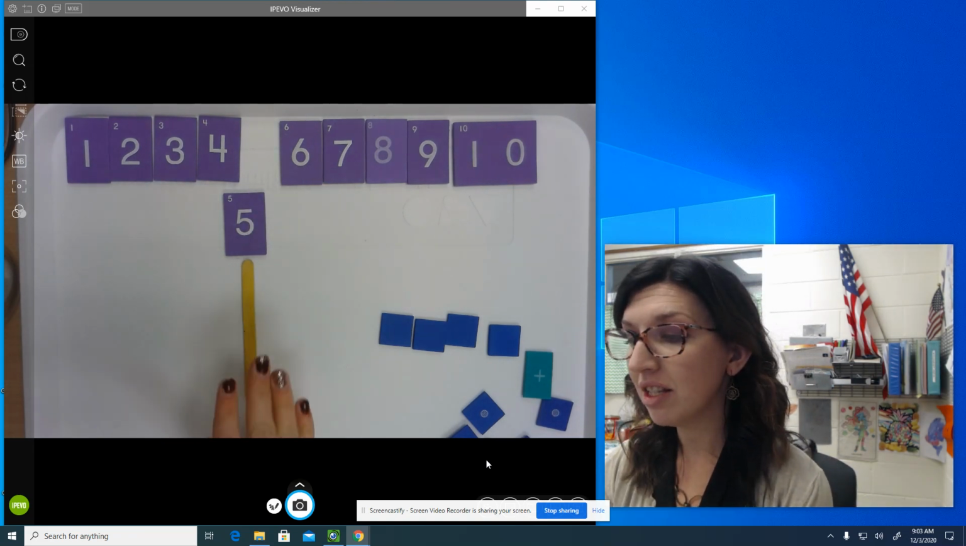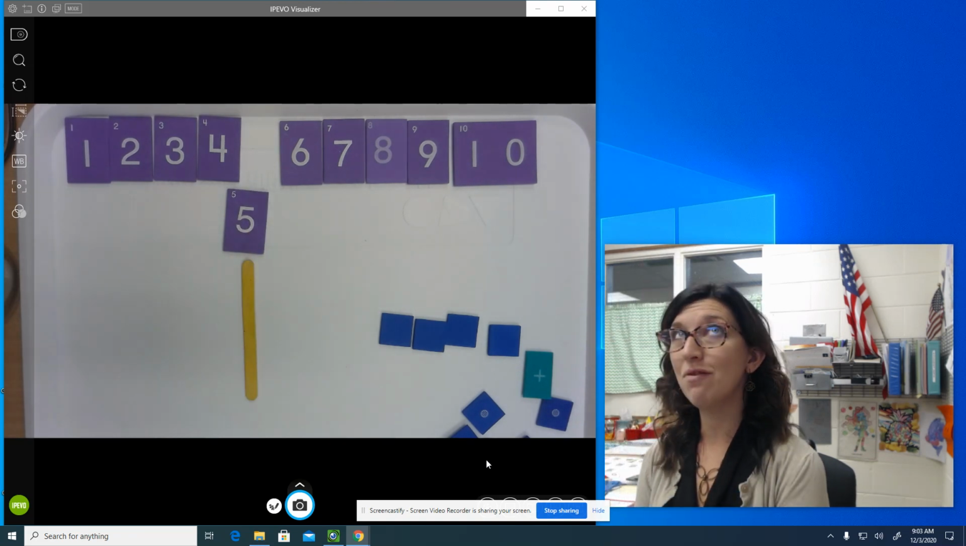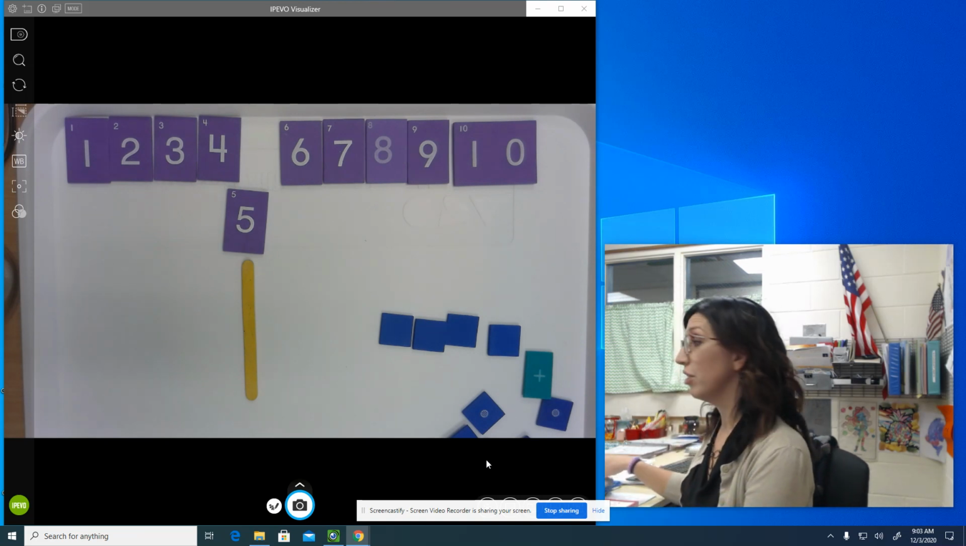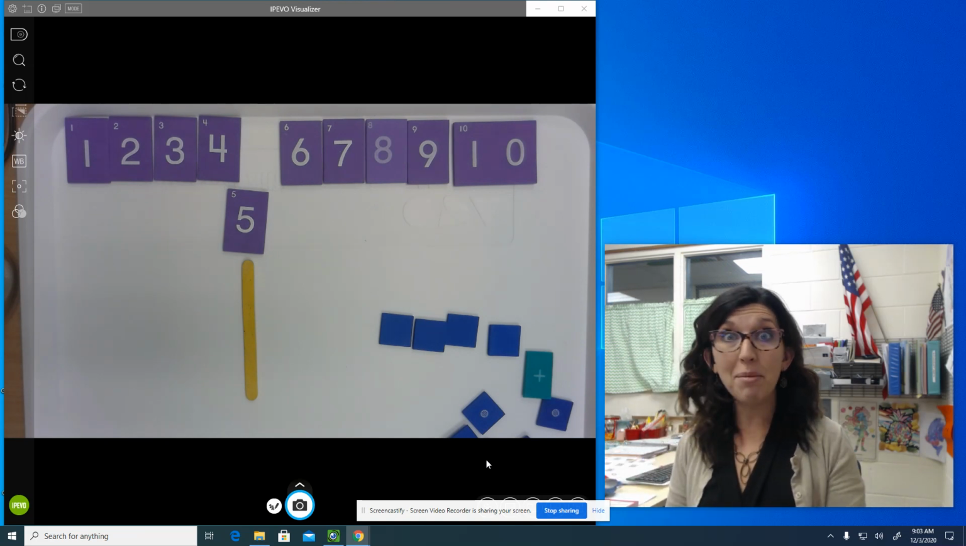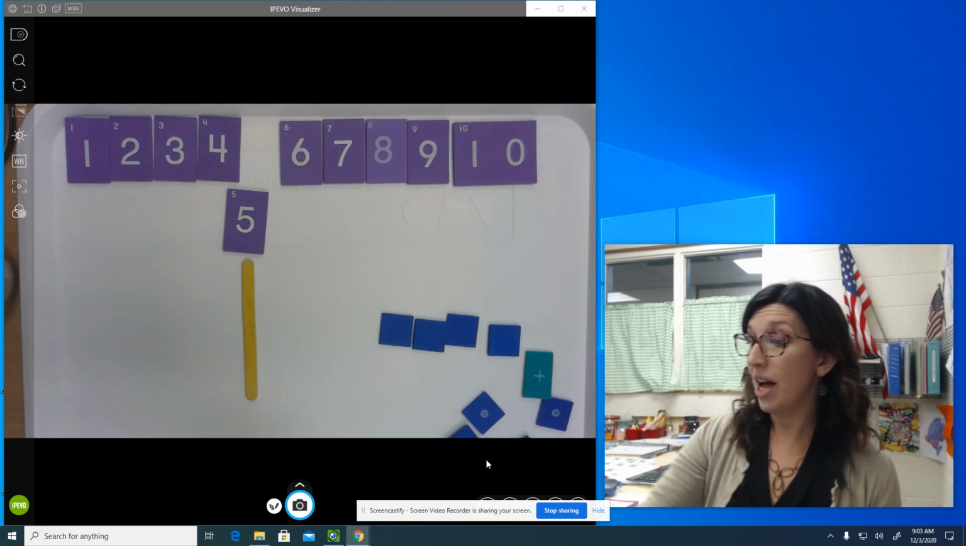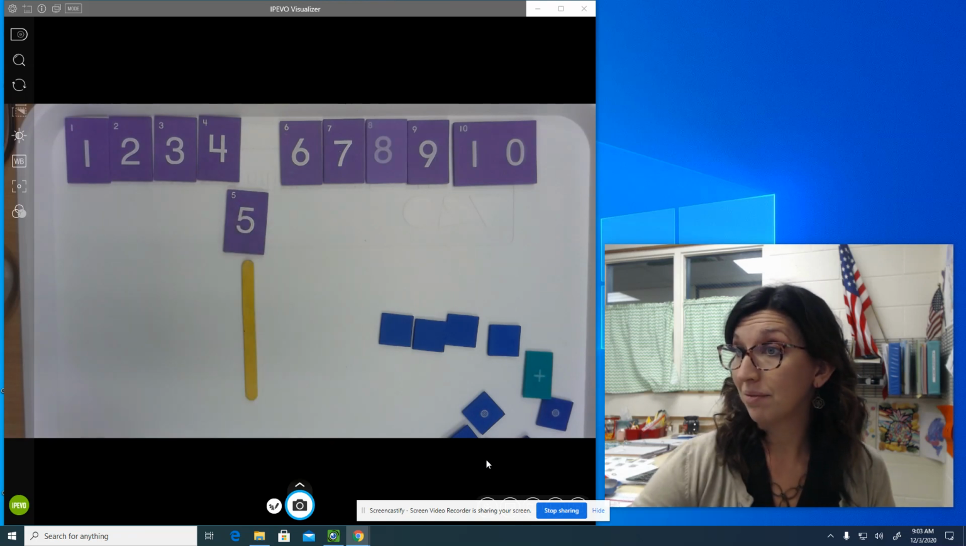All right, kindergarten friends, look at the number that we're using this time. Everybody, what number? 5. Yes, 5. I'm looking for a friend who can build that partner on their own mat, and then I'm going to have them bring up their work mat to show us what they're learning. Go ahead and show me on your own tray how to build this number.